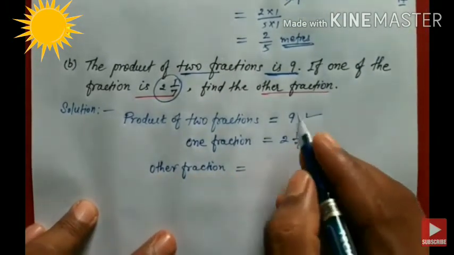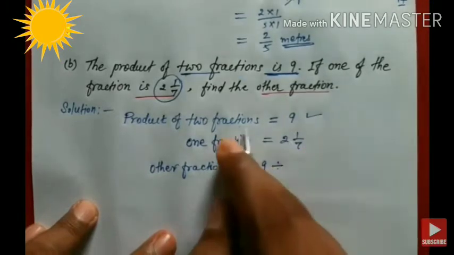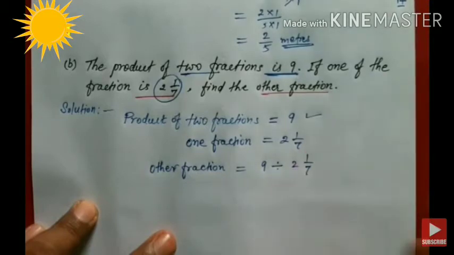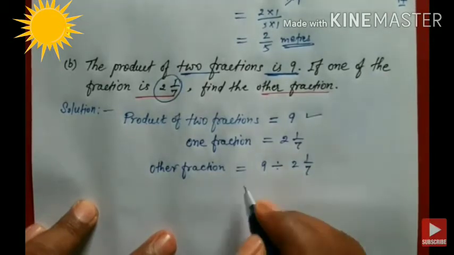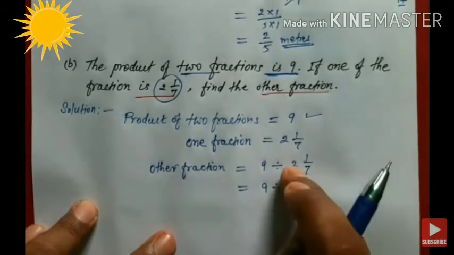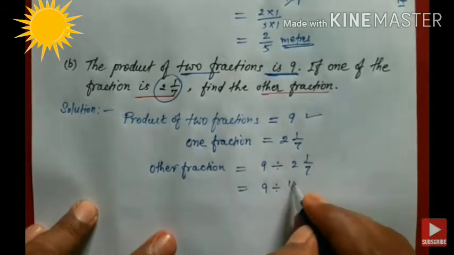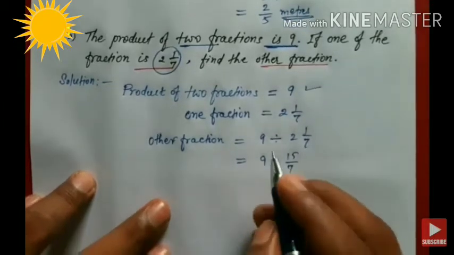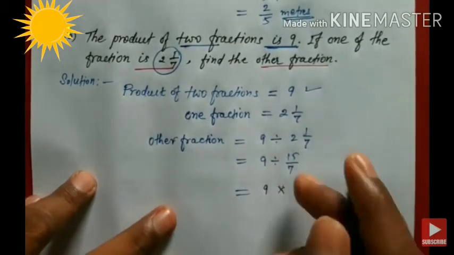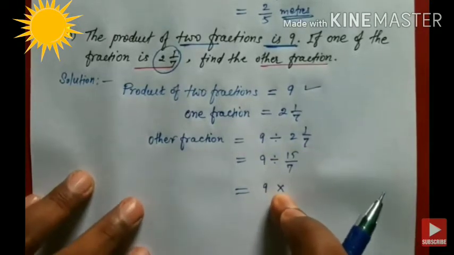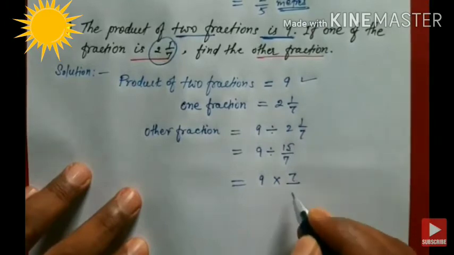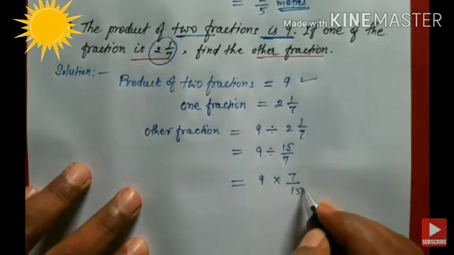Okay, so how to find? Look here, we will write 9. We will divide the whole product by one fraction. So 9 divided by 2 whole 1 by 7. Now this is a mixed number. We will convert it into a proper fraction. So 2 sevens are 14 plus 1, 15 upon 7. Now we will convert the divide sign into multiply. When we multiply, we have to do the reciprocal of 15 upon 7, so that is 7 upon 15.